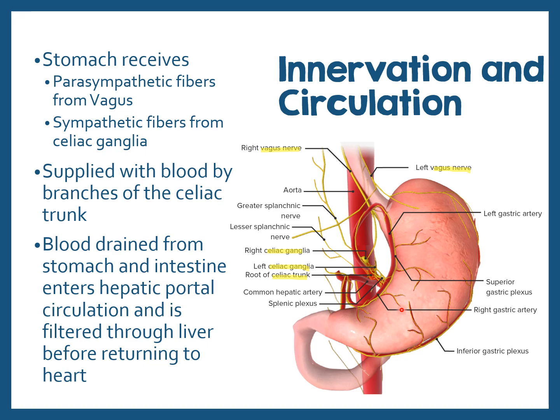We're also going to have some nervous stimulation. The stomach will receive parasympathetic nerve fibers from the vagus nerve, and it will have sympathetic fibers from the celiac ganglia. So if we dive way back to 201, we learned just off of the vertebrae there were some sympathetic celiac ganglia fibers. That's what's going to provide sympathetic innervation to the stomach.